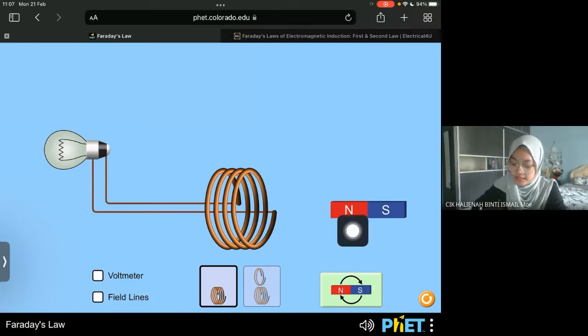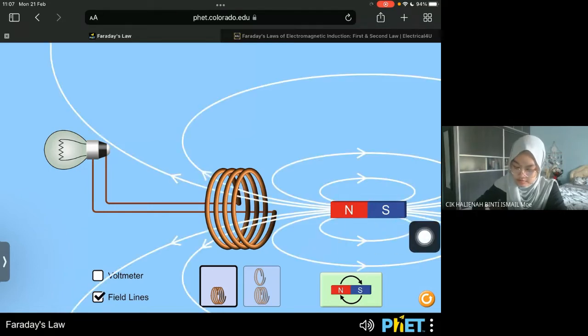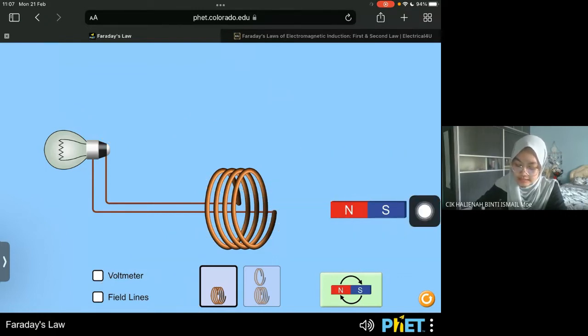Okay, dia ambil satu magnet sebab kita tahu magnet ni ada magnetic field. So there is a magnetic field. So magnetic field tu dia from north to south. And then dia ambil satu, actually the original experiment Michael Faraday buat adalah dia gunakan galvanometer sebab galvanometer boleh detect current. Tapi sekarang ni tak best lah kan kalau kita guna galvanometer, so kita gunakan bulb di sini sebab daripada bulb ni kita boleh tengok lah kalau dia menyala maksudnya ada current.